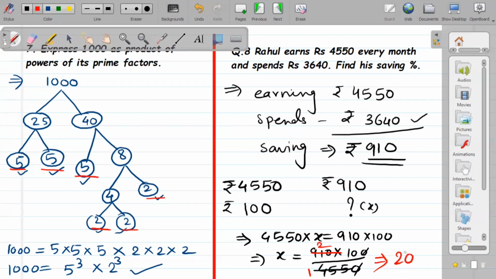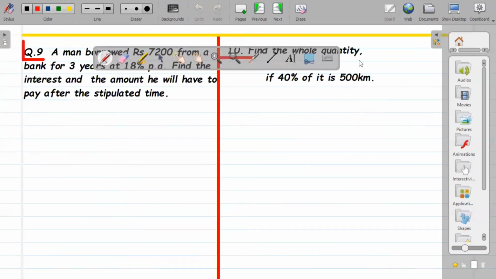This 20 is the saving out of 100. So we can write this as the saving percentage. Whatever your value is, if it is out of 100, then it is always a percentage. We can directly write it in the form of percentage. So this is how we find that Rahul's 910 rupees saving is 20% of his earning. Moving to the next question.